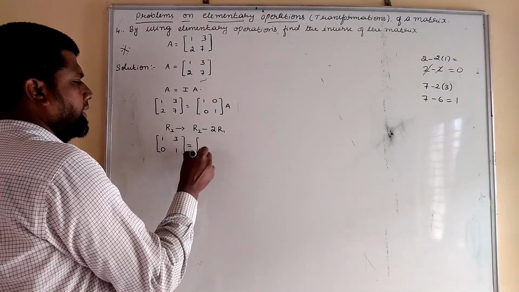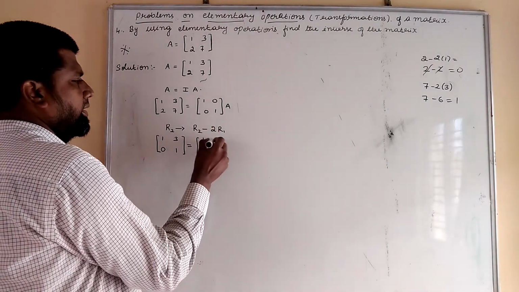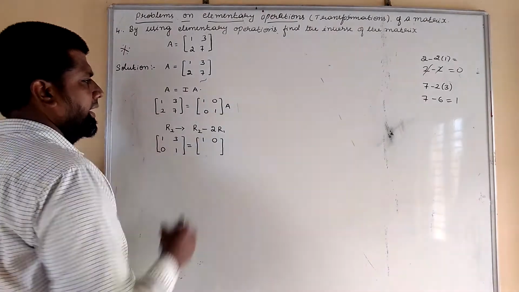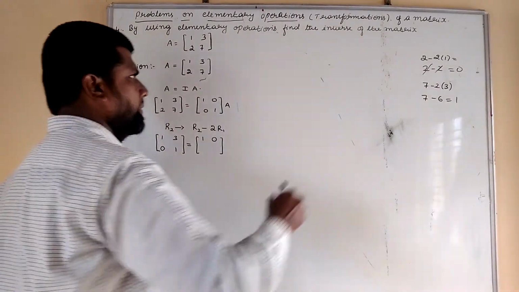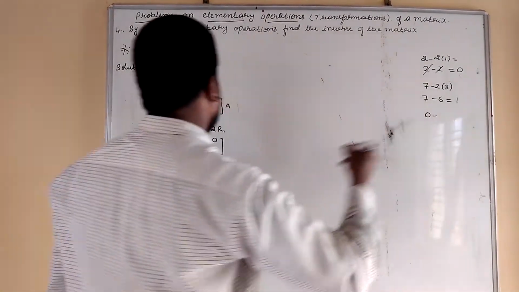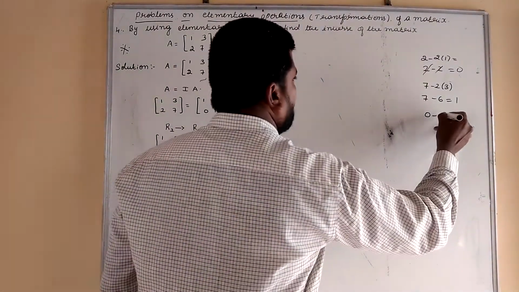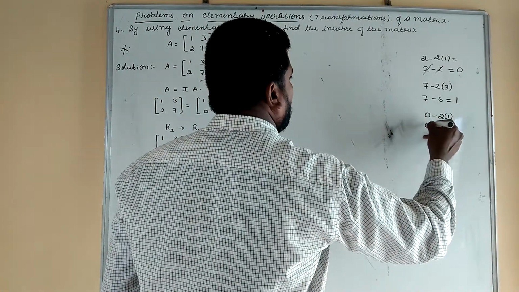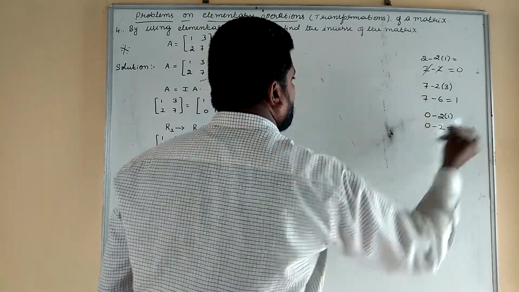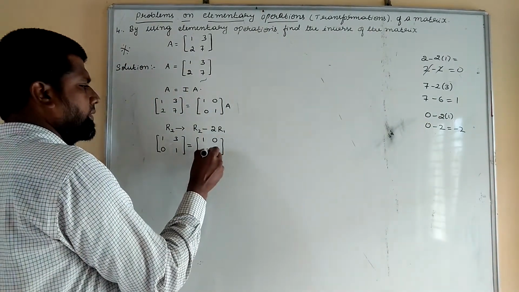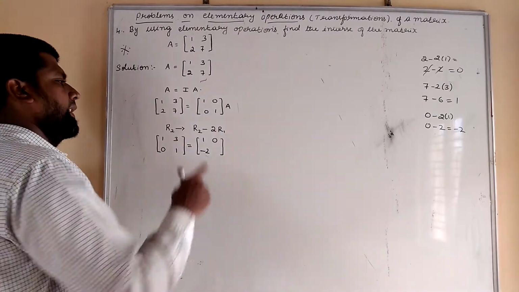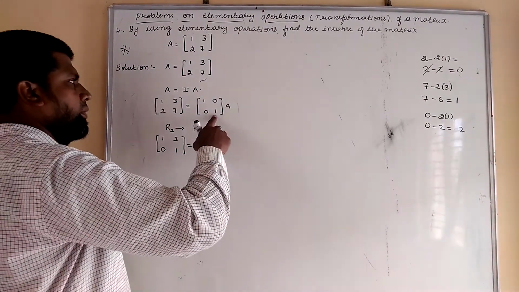So here let us change the identity side. The first row is the same, 1 0. Then go for the second row. The second row first element is 0; 0 minus 2R1 means 2 into 1, so 0 minus 2 is minus 2. We got minus 2. Then the second row second element is 1.